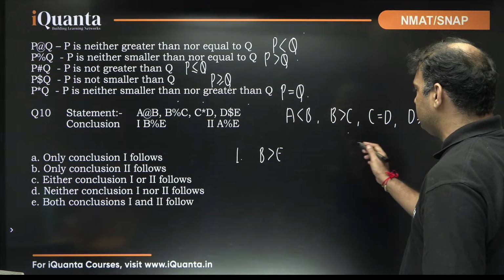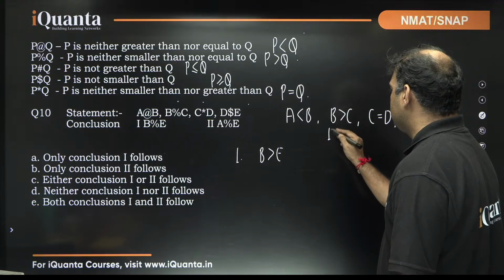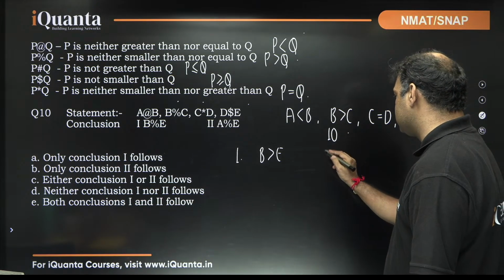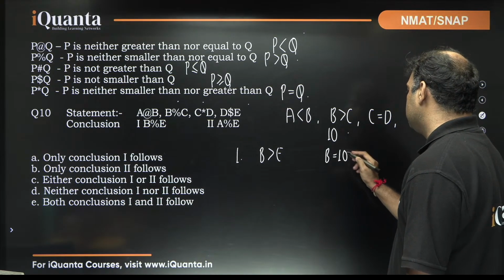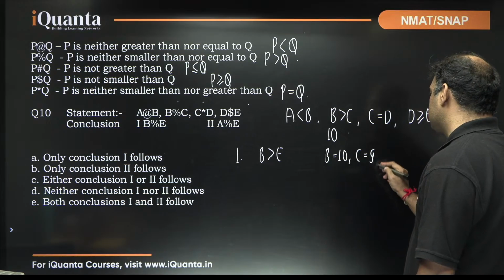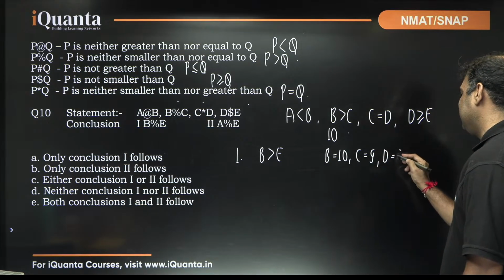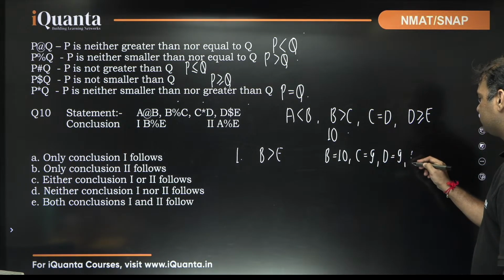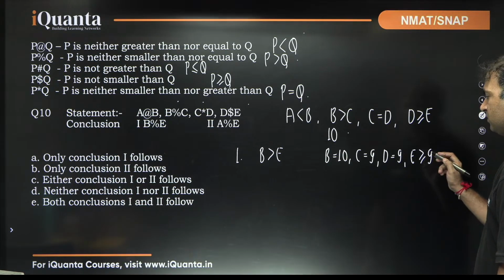B is greater than C. Let's say for a while that B is 10. So C has to be less than 10, we can say that, right? C has to be less than 10. So let's say C is 9 for a while, so D is also 9, and E is greater than or equal to D, so E has to be greater than or equal to 9, right?